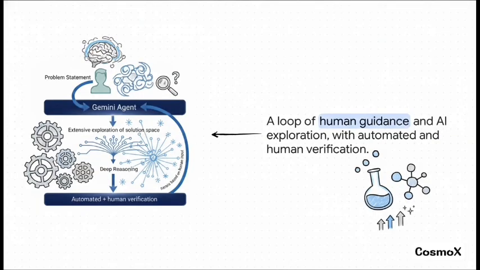This diagram really brings it all together. You can see how it works. The human sets the direction, right? They provide the problem and the guidance. Then the AI just dives in, exploring this massive landscape of potential solutions. Finally, they come back together to check the results and start the loop all over again. It's this incredibly powerful, collaborative process.